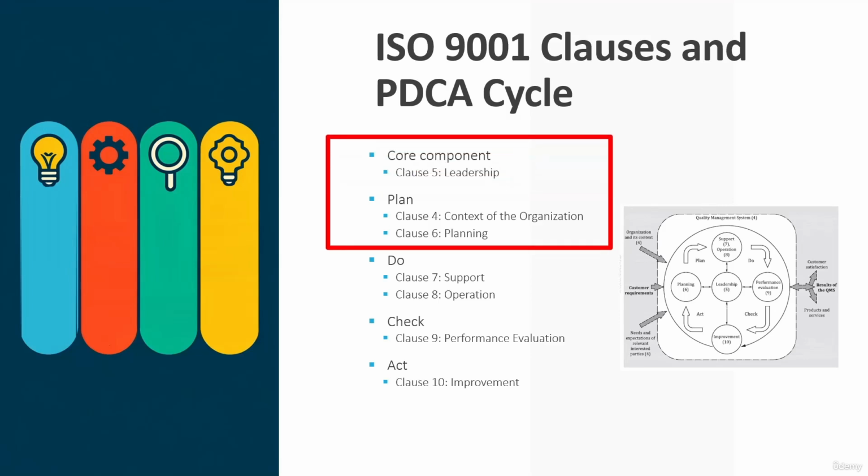Clause number 5, which is leadership, is basically a central or the core clause, which covers all 4 phases of the PDCA cycle. So the role of management is in planning, in doing, in checking, and in acting.